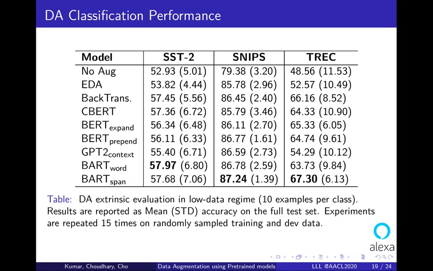Since BERT prepend doesn't require any kind of change in the model architecture, we think it is the preferred choice over other ways to condition the model for data augmentation. We also note that back translation is a very strong baseline. It outperforms CBERT and other pre-trained based data augmentation techniques.